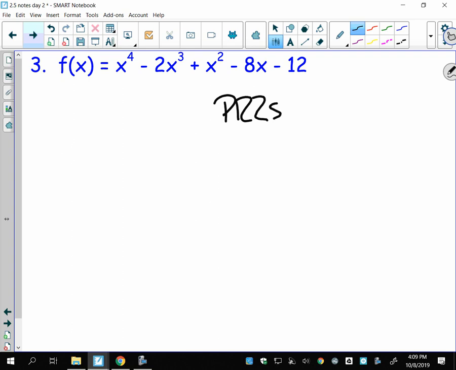I'm going to do my PRZs and take factors of 12, which is a lot: plus or minus 1, plus or minus 2, plus or minus 3, plus or minus 4, plus or minus 6, plus or minus 12, over factors of 1. So at least I don't have any fractions to do. And then if I was a thinking person, I would have had this done already, but give me one quick second here to get a 0 plus x squared.